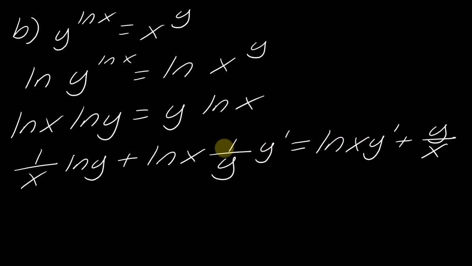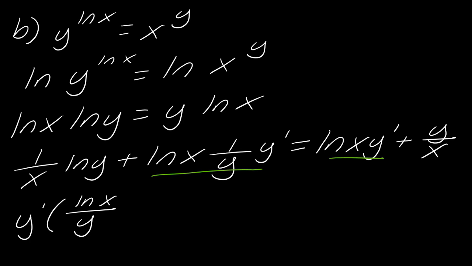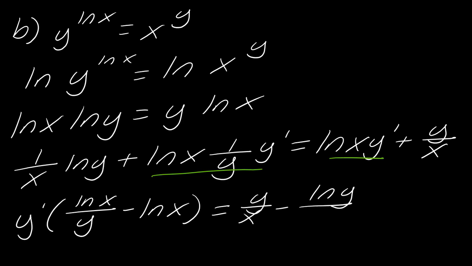So I'm going to bring everything that has these y primes together on one side. So these things will come over to this side, and then this I'll send over to the other side. So I'm just going to reorganize my information here. So let me factor out the y prime. So I've got that natural log of x. Let's rewrite this as the natural log of x over y minus the natural log of x. And then that's going to equal y over x minus the natural log of y over x.